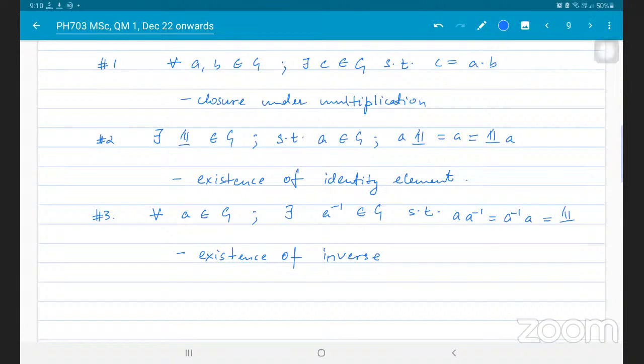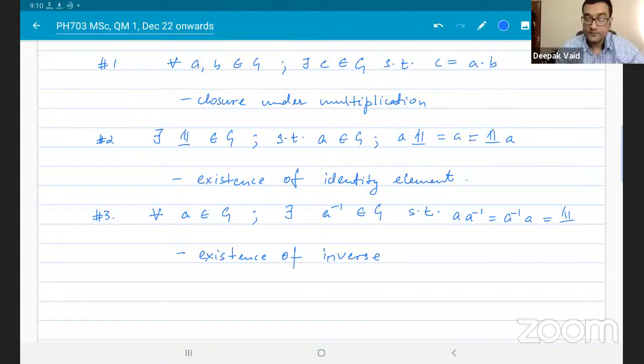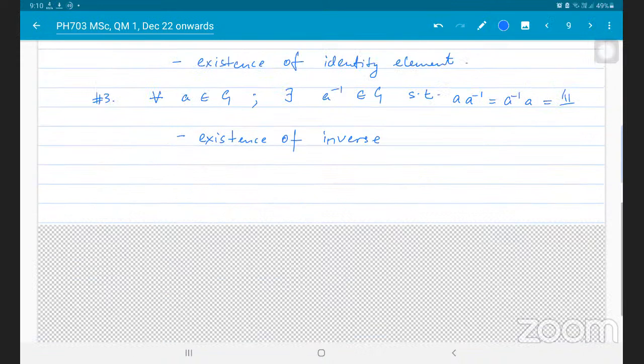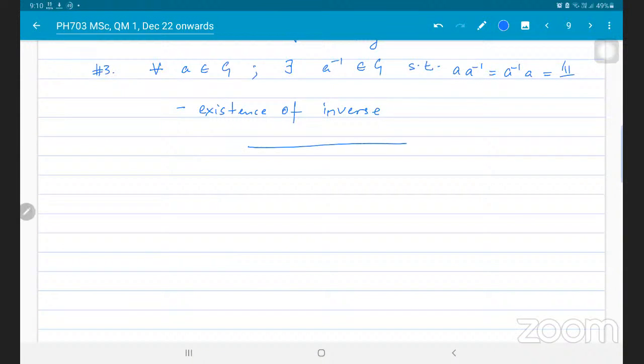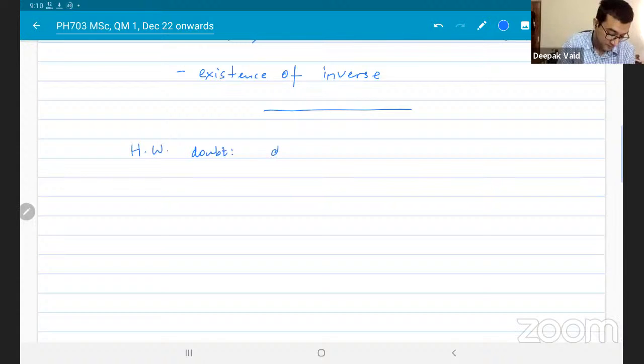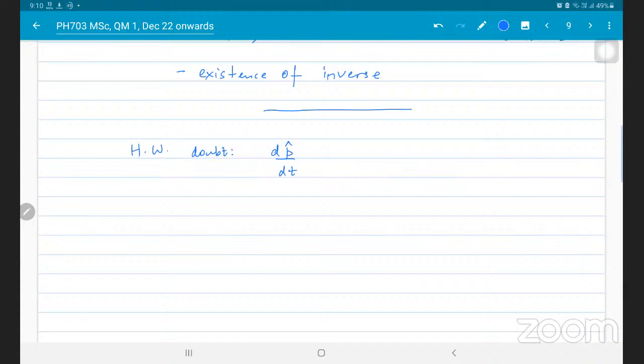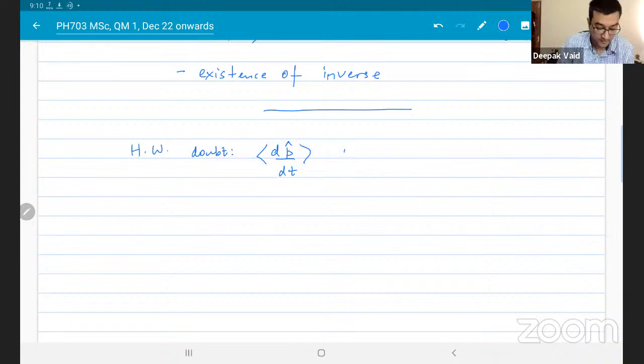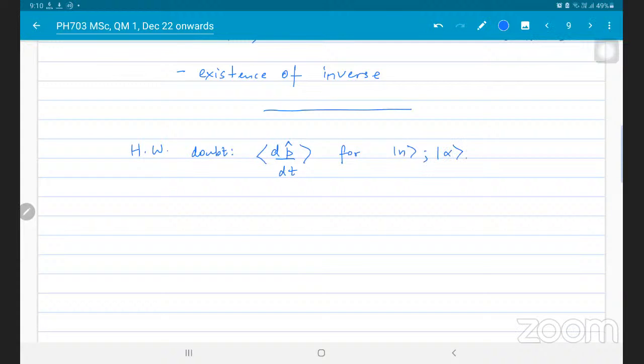Sir, I had a doubt regarding a question you gave in homework. Homework doubt, yes, that is important. Tell me. There was a question where we need to find d<P>/dt, the rate of change of the expectation value of P with respect to time, for ket n and ket alpha. Yes, sir. May I show you the solution? Yes, please.